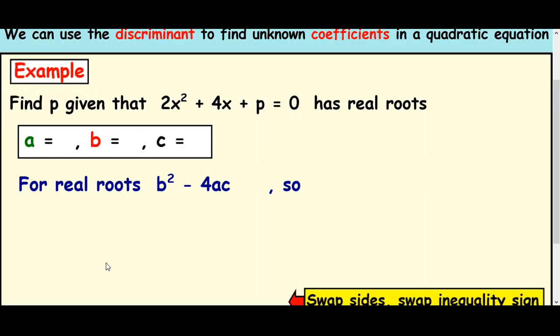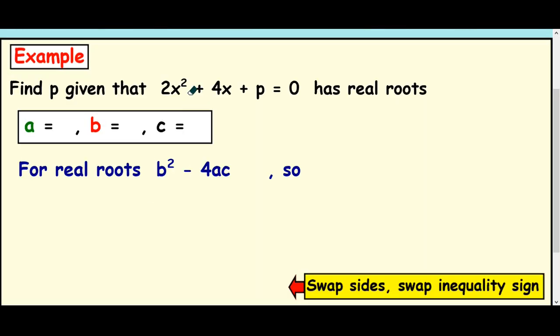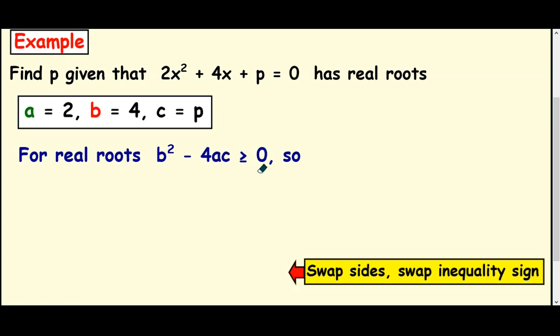Okay, last one. Find p given that 2x squared plus 4x plus p is equal to 0 has real roots. That's slightly different. Real roots. Okay, right. a is 2 in this case. b is 4. And the last bit is p. Now real roots mean the roots exist. Now there's 2 times the roots exist. That's when the discriminant is equal to 0 or greater than 0. So we're going to have greater than or equal to here.